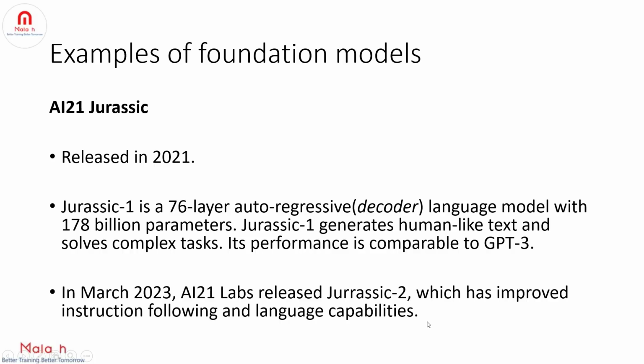And the next one is Jurassic, right? This was released in 2021, Jurassic 1. It is a 76 layer autoregressive, you know, autoregressive means a decoder, that is the output of the first one will be passed again to the next one, right? So that is the decoder language model with 178 billion parameters. And Jurassic 1 generates human-like text and solves complex tasks, and it can perform as equivalent to GPT-3 as well. And in March 2023, AI21 Labs, they've released another version, Jurassic 2, which has improved instruction following and language capabilities. So that's about Jurassic 1 and 2.